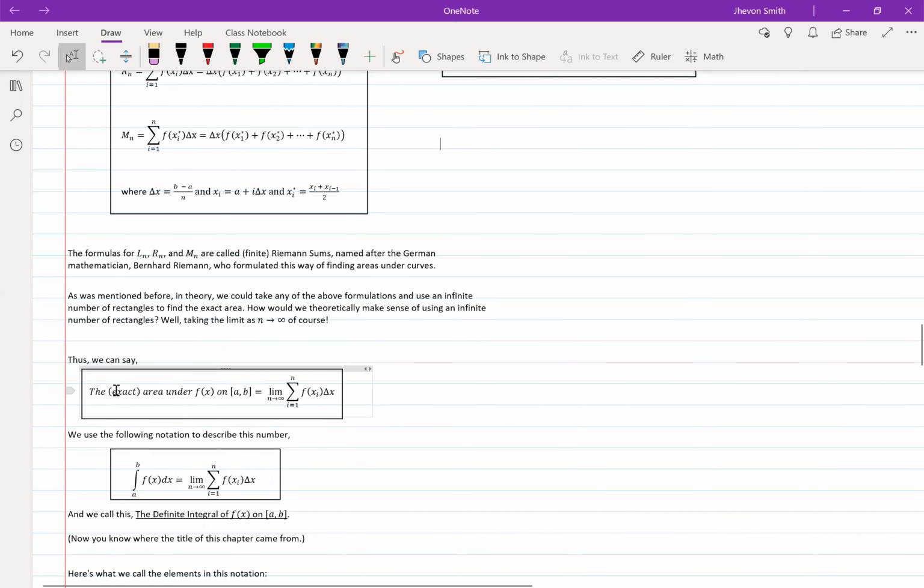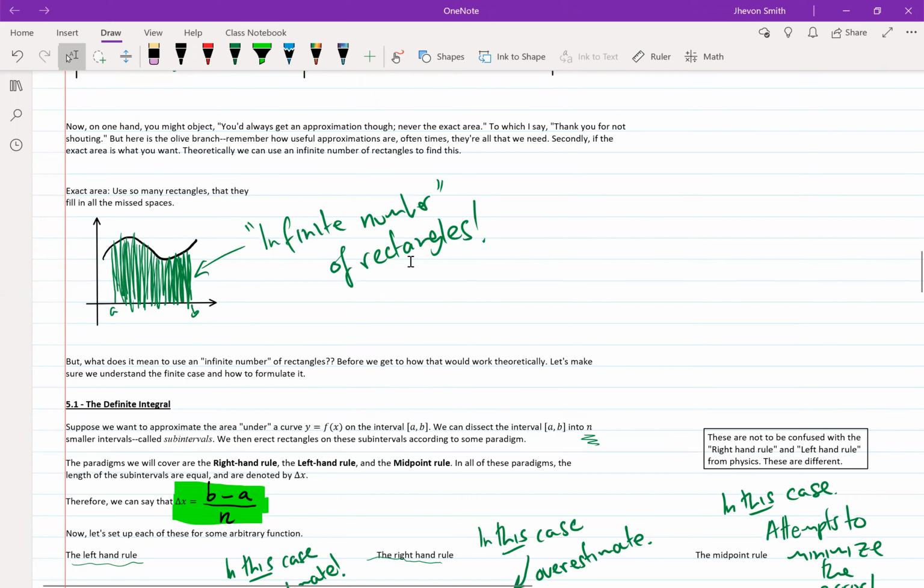Now, the exact area, this is when we use, as I mentioned, an infinite number of rectangles. How do we get to do that, theoretically speaking? Well, we could never actually get to use an infinite number of rectangles. The more rectangles I throw in, it's never going to be infinity. So we're in a situation where really we're approaching infinity. We can get more and more rectangles. We'll never have an infinite number of them, but the idea is just keep throwing in more rectangles.